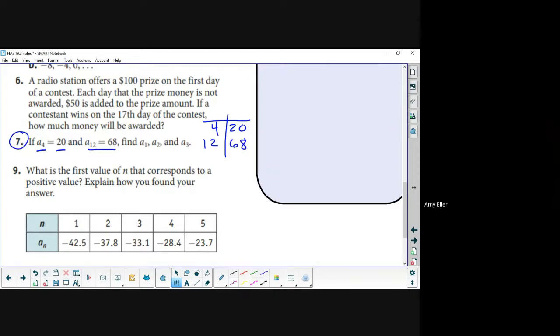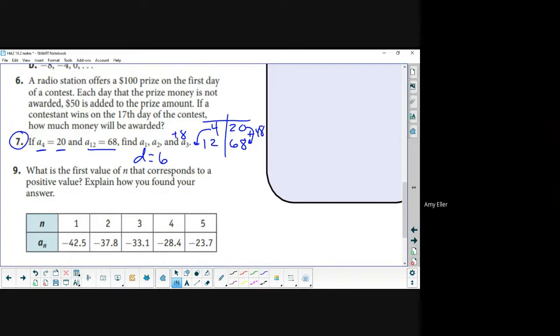So then I take a look at what's happening. From 20 to 68, I went up 48. I added 48. And I did that over 8 jumps. There are 8 numbers between 4 and 12. So if I traveled 48 units in 8 jumps, I would just divide to find how much each one is, and that would be my difference. So 48 is what I went up, divided by 8 is 6. So my difference is 6. That's not my answer, that's my difference.